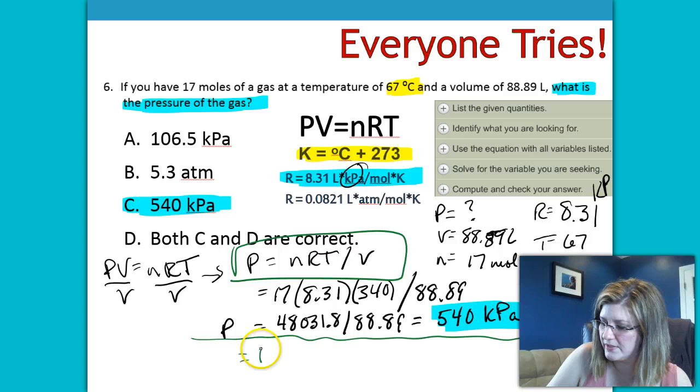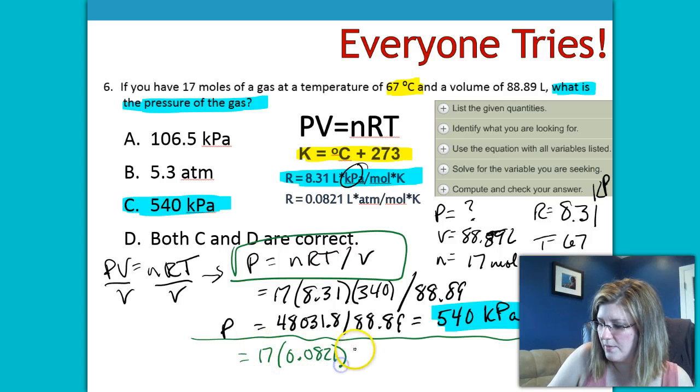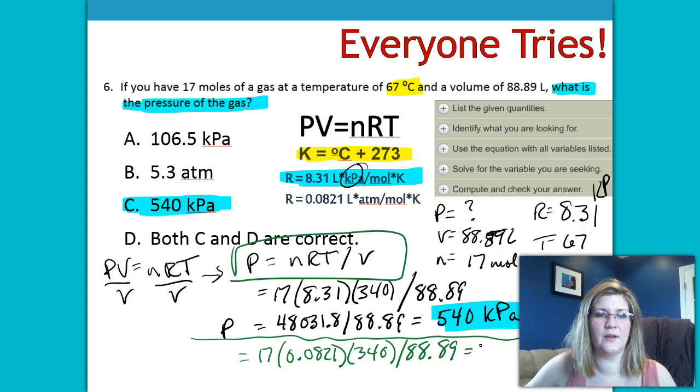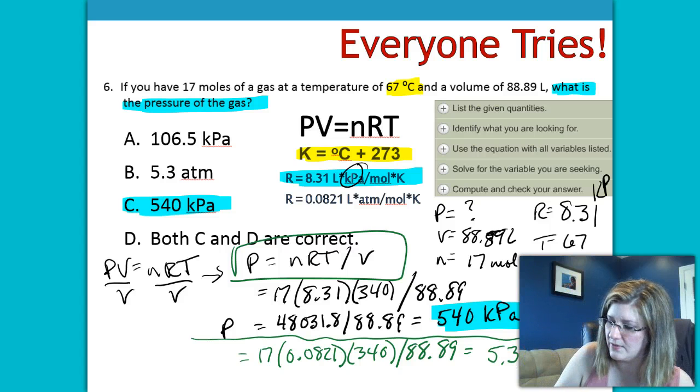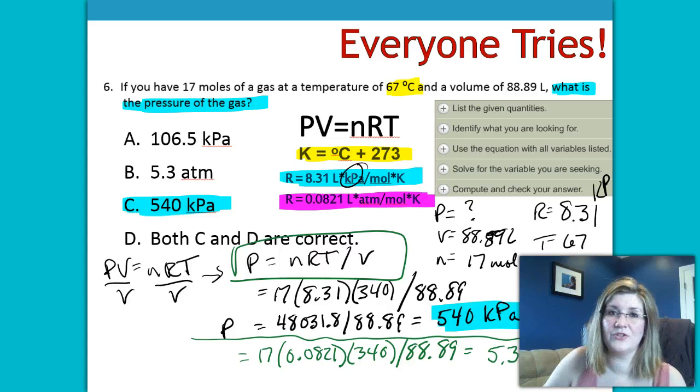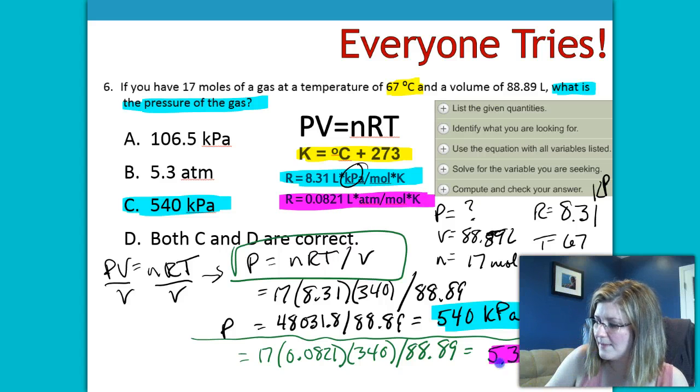So my pressure is equal this time to 17 times 0.0821 multiplied by 340 divided by 88.89. And rather than show all the steps there, I'm just going to go ahead and crunch those numbers. And we have 5.3. And that's in units of ATM. We're going to highlight those differently because our R value has pressure units of ATM in it, and that's the only thing that makes those different.